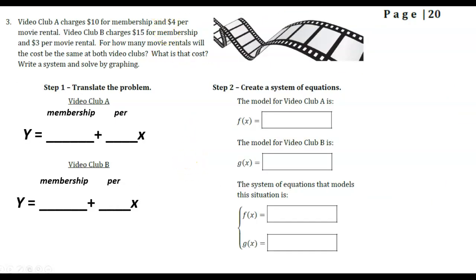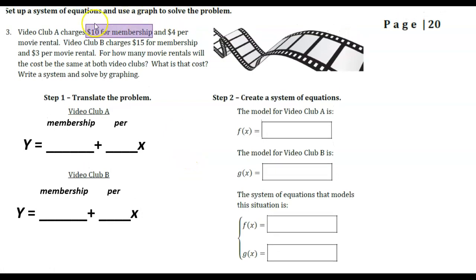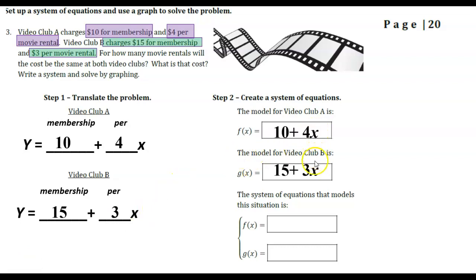All right, now going on to word problems. I'm going to highlight some important information that you see here. Video Club A charges $10 for membership, $4 for a movie rental, and Video Club B charges $15 for membership and $3 for a movie rental. So take a moment right now and go ahead and fill in the spots for your equations. All right. Hopefully you wrote the following numbers. And filling in for step 2, I know it feels like we're just copying the same thing over and over again, but feel free to go ahead and do that.